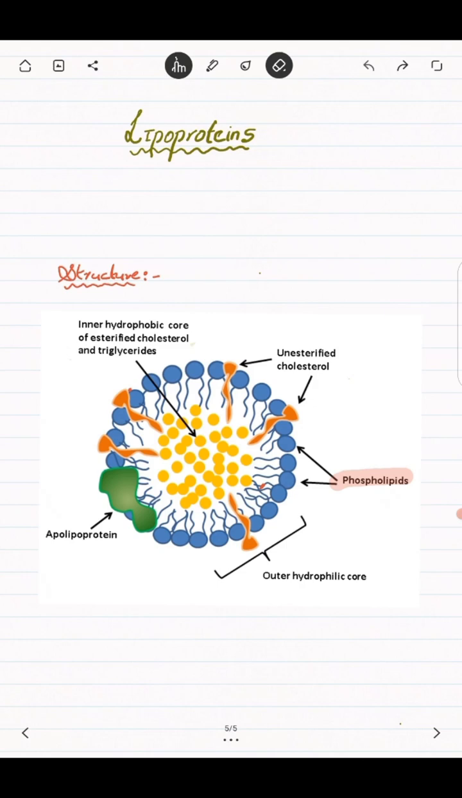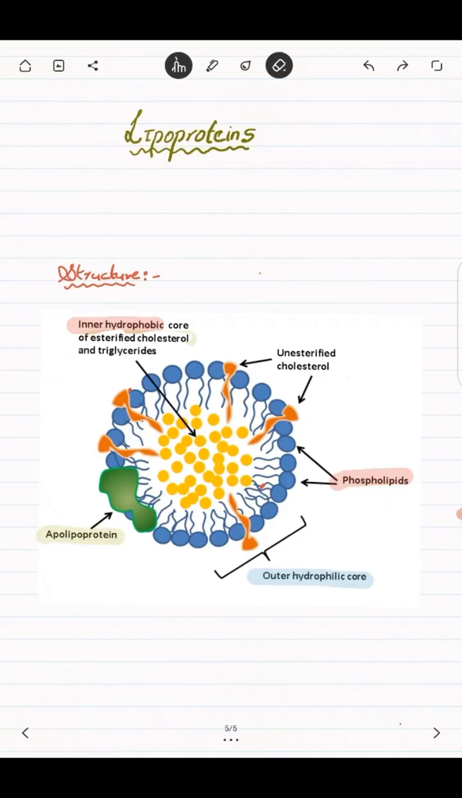So the outer part becomes polar, which is known as the outer hydrophilic core. Hydrophilic means water loving. The inner part, which contains the lipid part of the phospholipid, is known as inner hydrophobic. Hydrophobic means water hating. Hydro means water, phobic means fear, water fearing end. Also there will be some proteins embedded in these phospholipids which are called apolipoproteins.